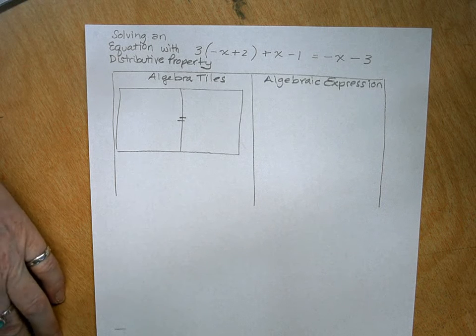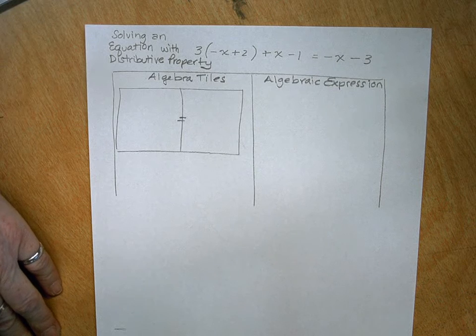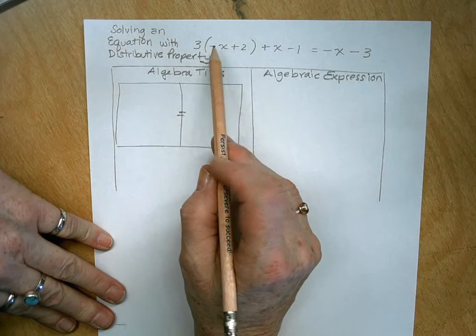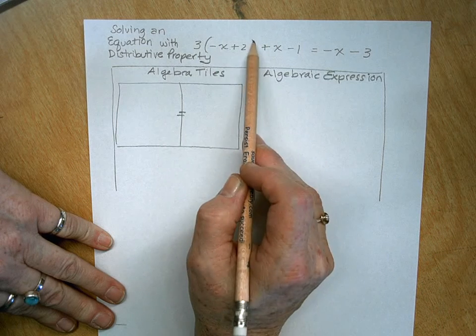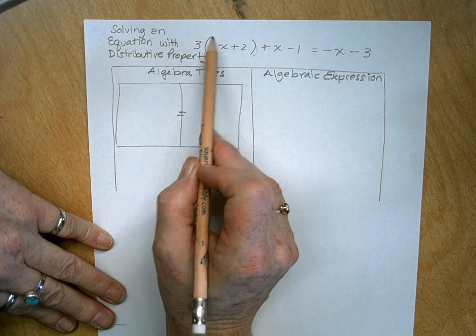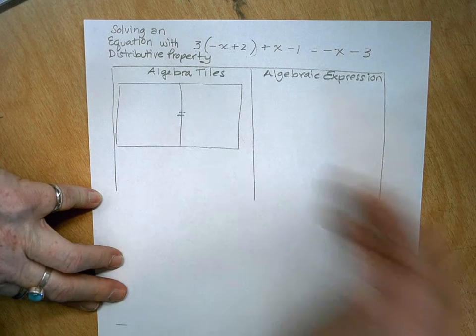Hello students. Today we'll be solving an equation with distributive property. Now in this equation I know I need distributive property because I have parentheses with a number in front. This always means that I'm multiplying this quantity 3 times or whatever this number is.